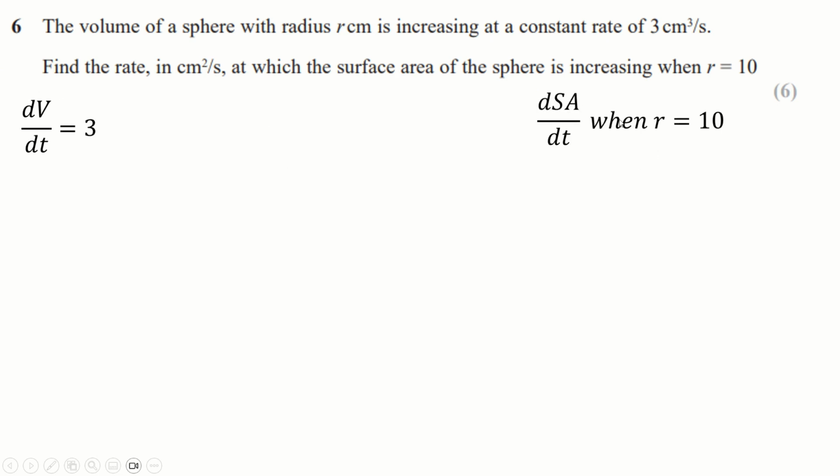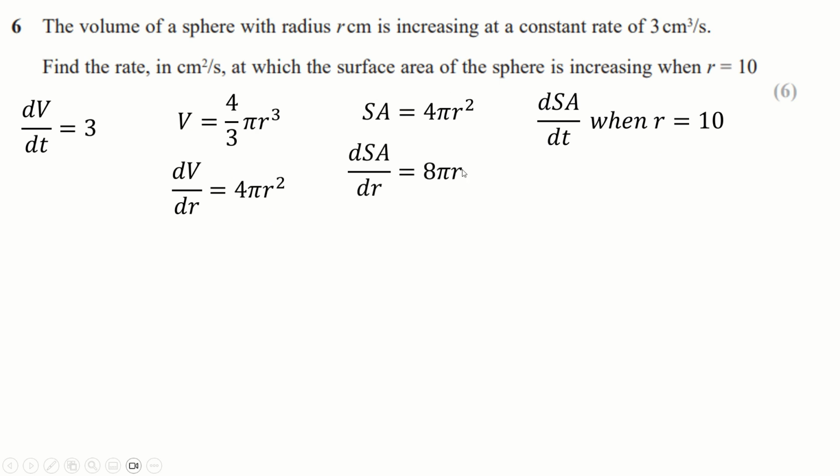Now, how have they possibly given us enough information to do this? Well, we know things about the volume and the surface area. We know volume is 4/3 pi r cubed. I haven't actually checked, maybe that's in the formula book. dV by dr, just differentiate this with respect to r, you get this, which is actually the same as the surface area of a sphere, which is interesting and not a coincidence. But anyway, dSA by dr is therefore this, just differentiating again.